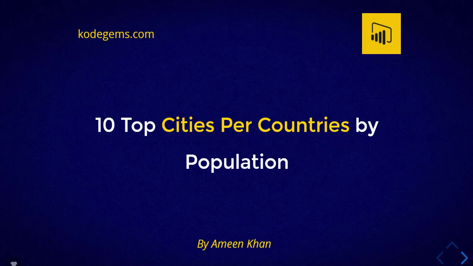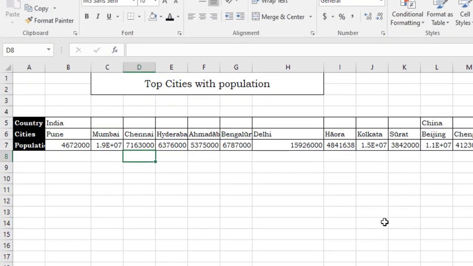I have sample data with the top 10 cities with country by population. You can see here the columns are in a horizontal manner. For creating charts and other visualizations in Power BI Desktop, it should be in a vertical manner. Let's see how we can transpose it to make it useful.